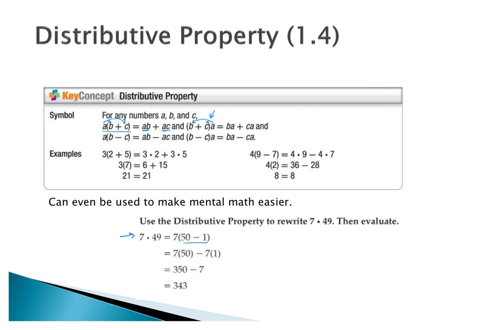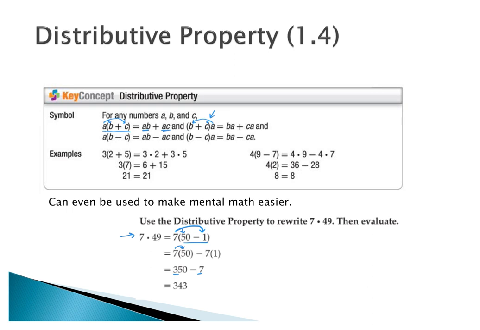Okay, 50 minus 1 is 49. So far we haven't changed the problem. We're sitting pretty. So 7 times 50, well, that's suddenly a number I can deal with. And then 7 times 1 is obvious. 7 times 50, 7 times 5 is 35, so it's going to be 350. 7 times 1 is 7.